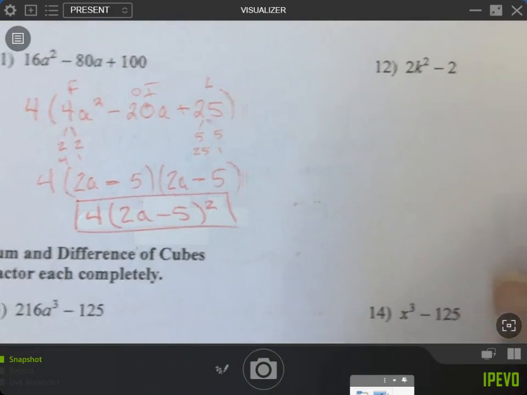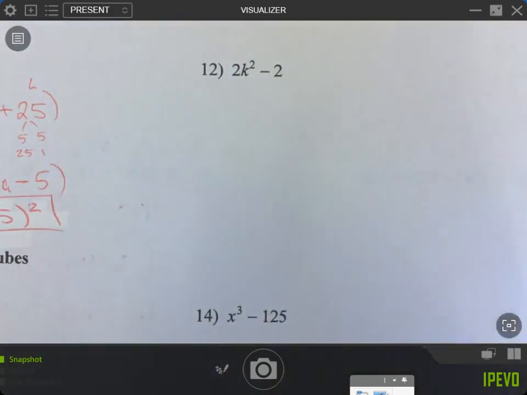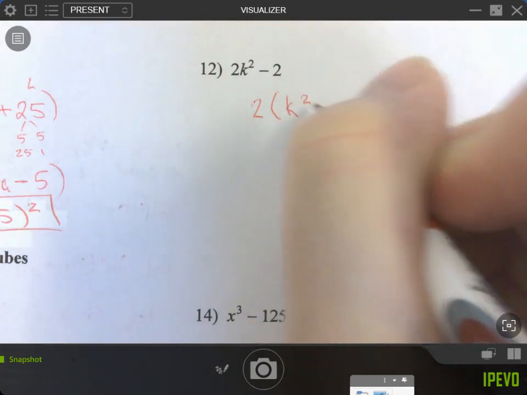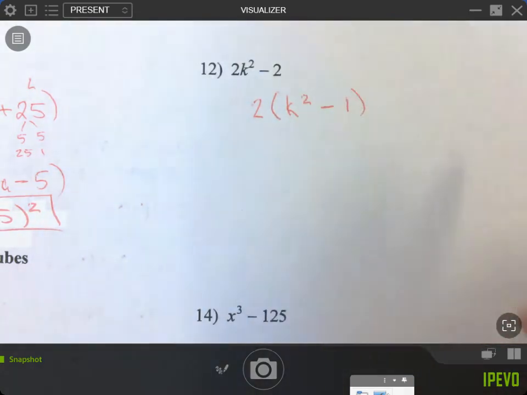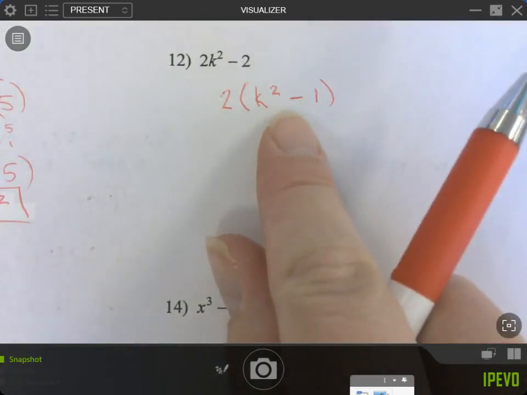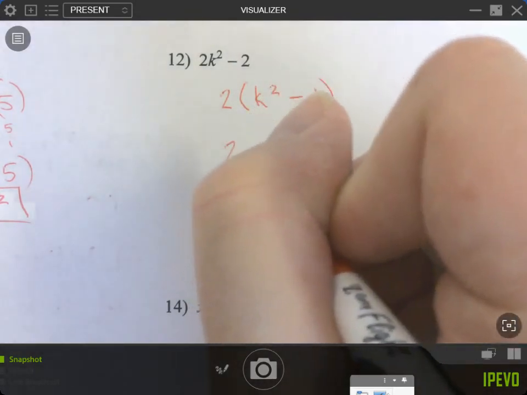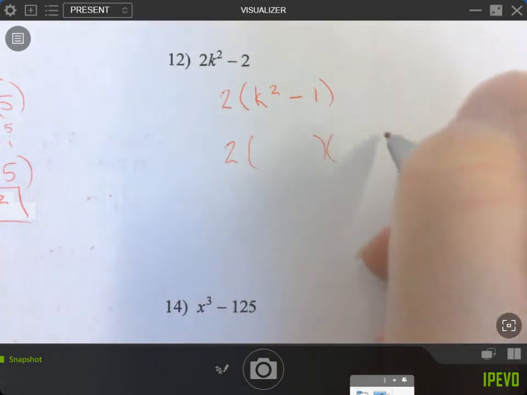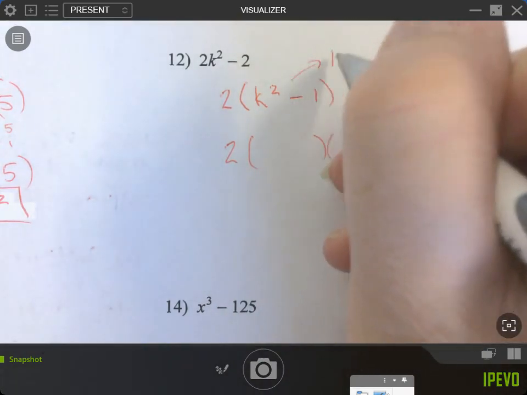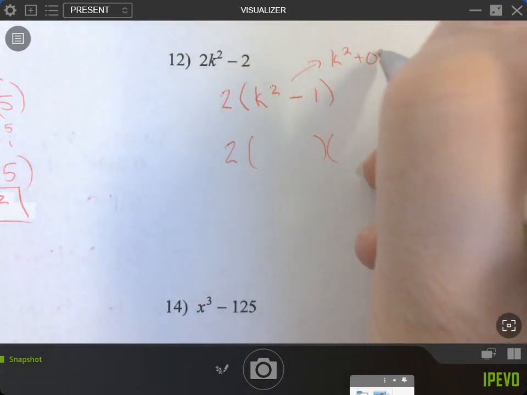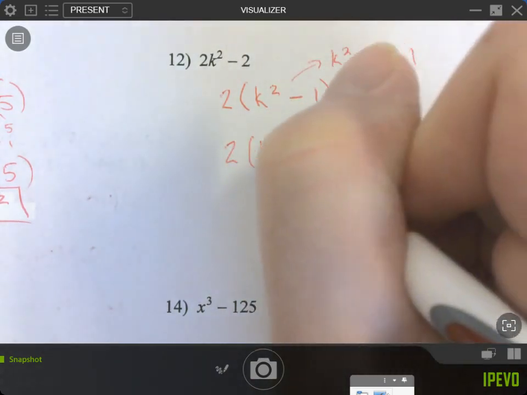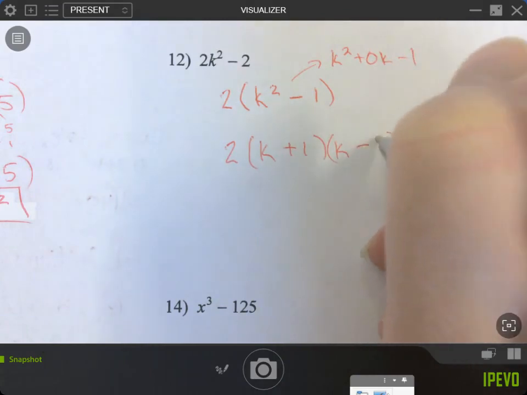Okay, if you look at number 12, same rule, take out the GCF, which is just a 2. What's left is k squared, and don't forget that minus 1. So this should stand out that there's only 2 terms. I'm going to keep that 2, and what happens is I break this down. If you think about this, this is like having k squared plus 0k minus 1. So I would have k times k, and positive 1 times negative 1.